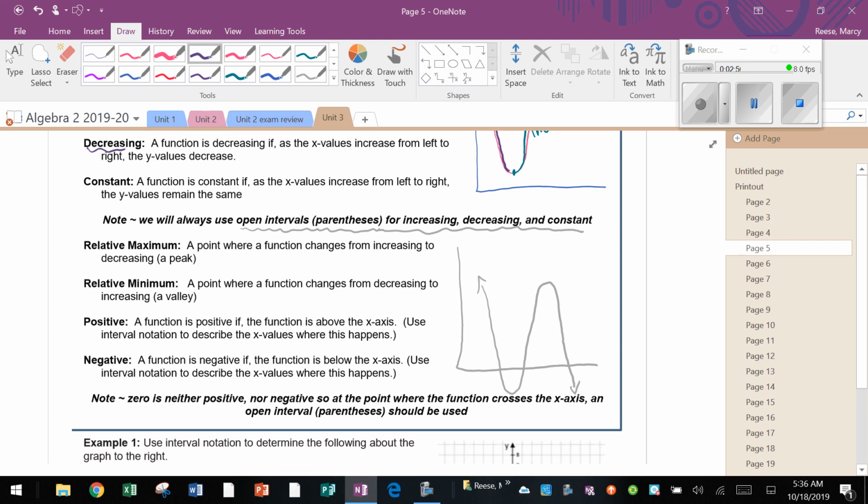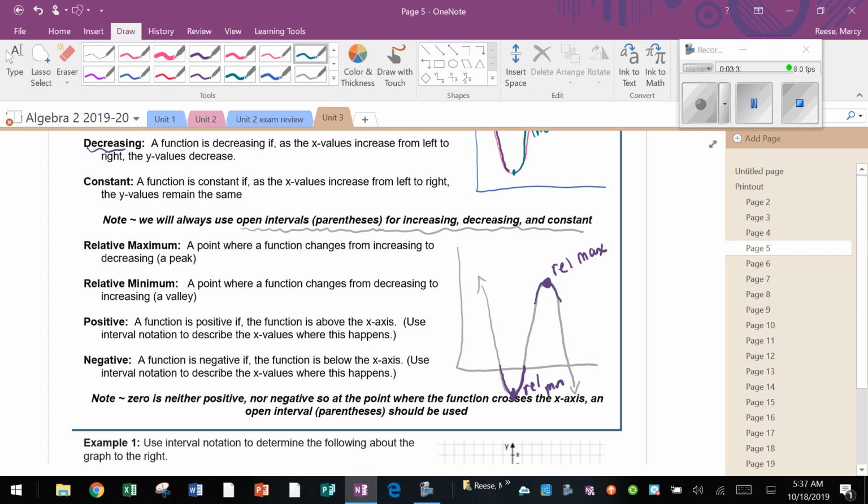A relative max is a point where a function changes from increasing to decreasing. So again, looking at the graph from left to right, I'm going up the hill and then back down. There's my relative max. If I am going down the hill to up the hill, looking left to right, there's my relative min. Okay, so that one's pretty straightforward.